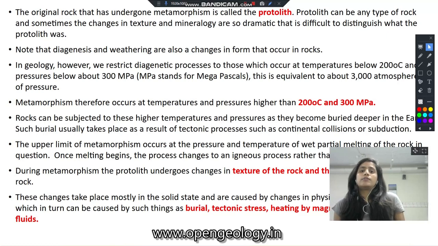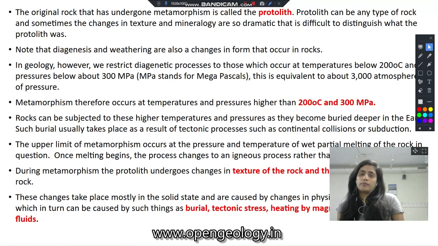In geology, however, we restrict diagenesis to processes which occur at a temperature below 200 degrees Celsius and pressure below about 300 megapascal. MPa here means megapascal. This is equivalent to about 3000 atmospheres of pressure. Metamorphism therefore occurs at temperature and pressure higher than 200 degrees Celsius and 300 MPa. So this is the boundary line of temperature and pressure in the formation of sedimentary and metamorphic rock. Rock can be subjected to these higher temperatures and pressures as they become buried deeper in the earth.